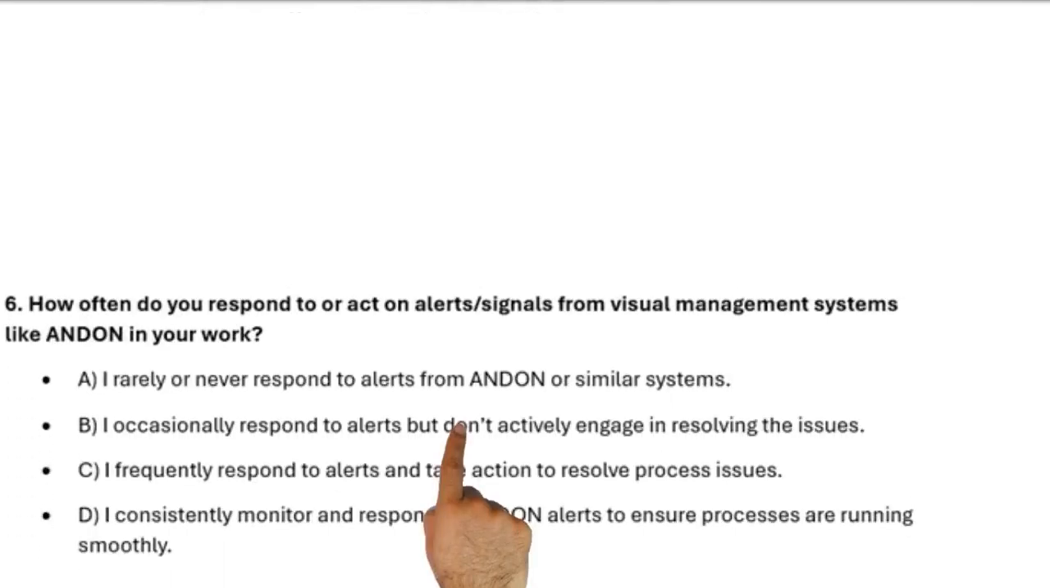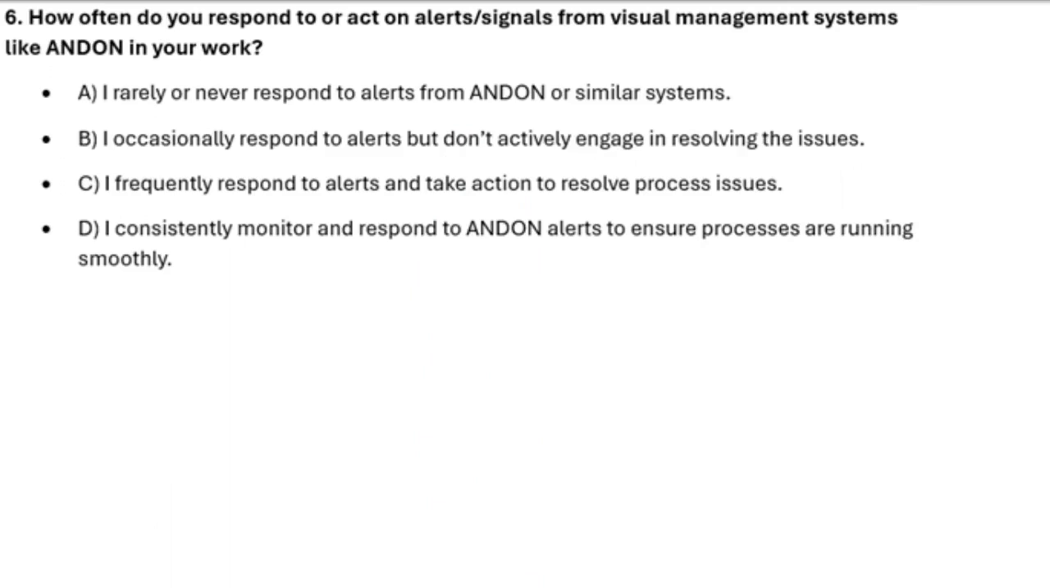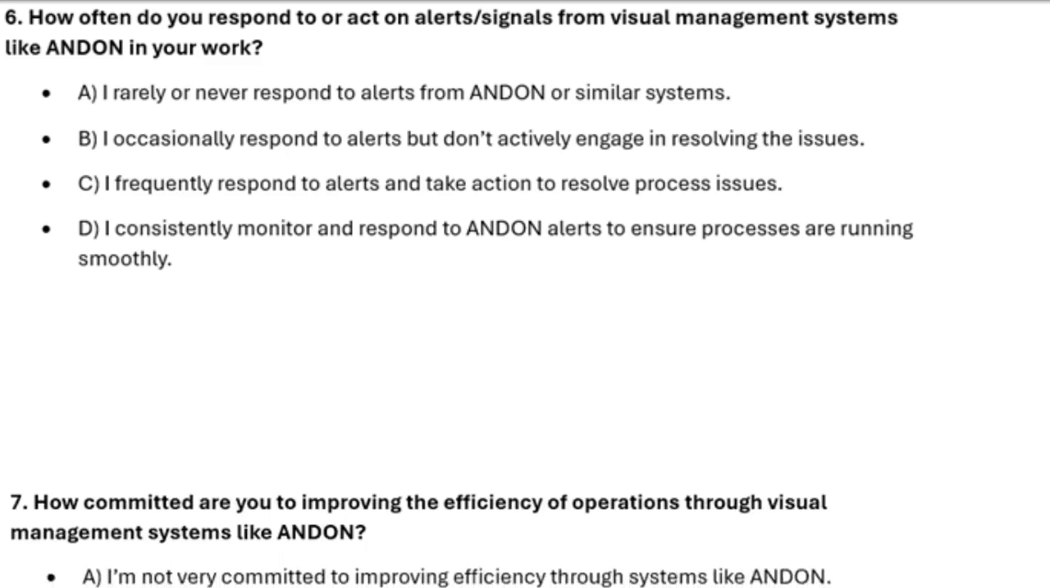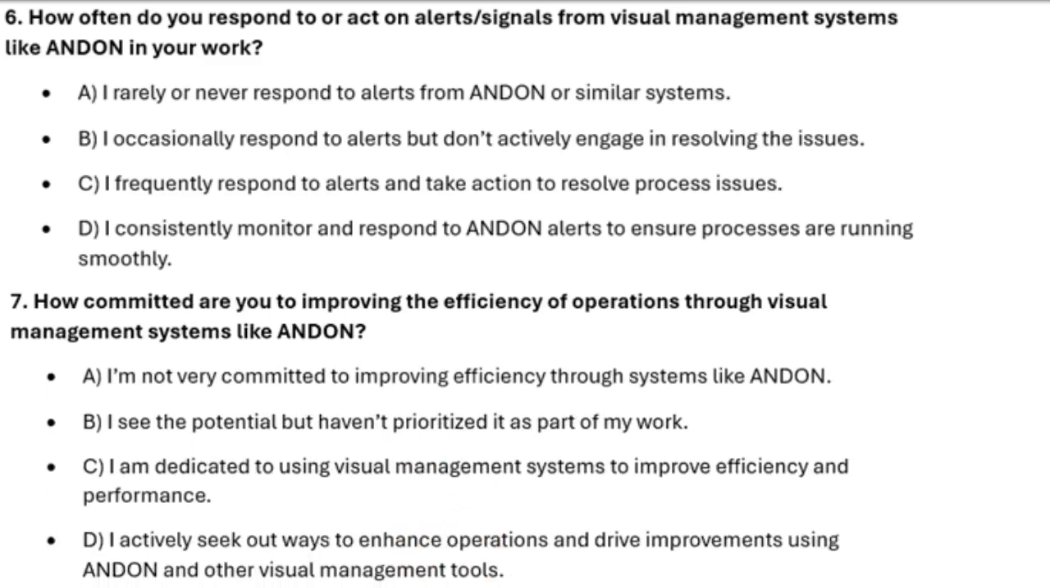6. How often do you respond to or act on alerts or signals from visual management systems like ANDON in your work? A. I rarely or never respond to alerts from ANDON or similar systems. B. I occasionally respond to alerts but don't actively engage in resolving the issues. C. I frequently respond to alerts and take action to resolve process issues. D. I consistently monitor and respond to ANDON alerts to ensure processes are running smoothly.